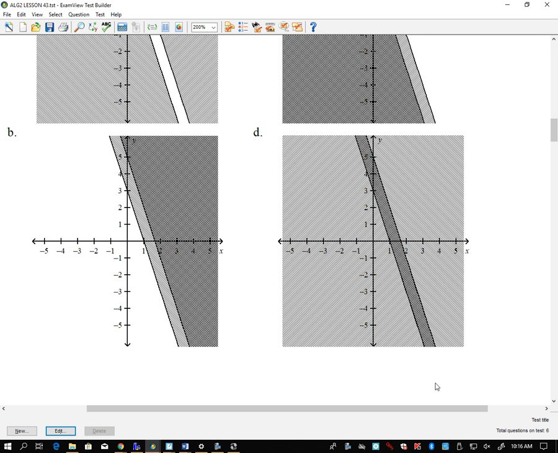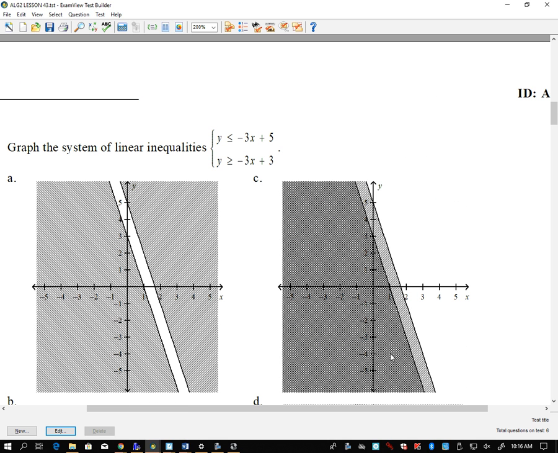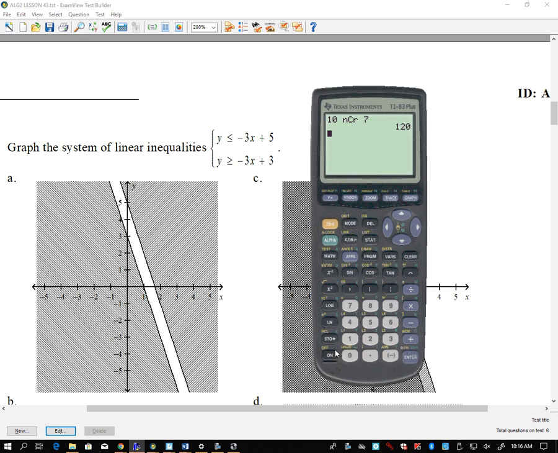Now I'm going to show you something, so pay close attention, especially if you've got a graphing calculator. If you don't have a graphing calculator, you want to grab one. I want to show you how you can test your answer. I'm going to come into y equals, and I'm going to put in negative 3x plus 5.